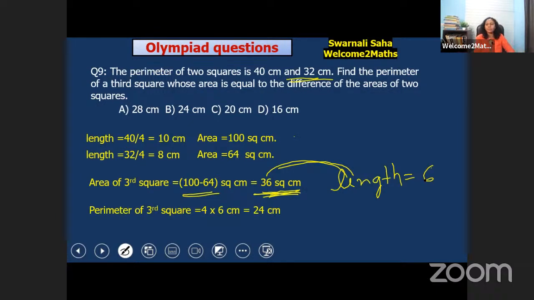So the perimeter would be 4 into 6, that is 24 centimeter. Fine. Length is 6 centimeter, so perimeter would be 4 into 6, that is 24 centimeter. Understood? B would be the right one. B, not D. Understood? All B is the right one.